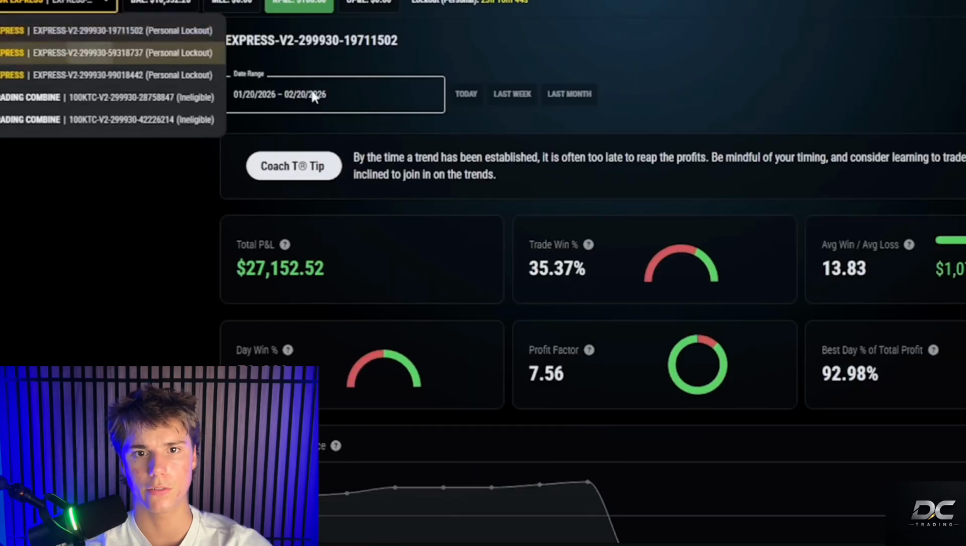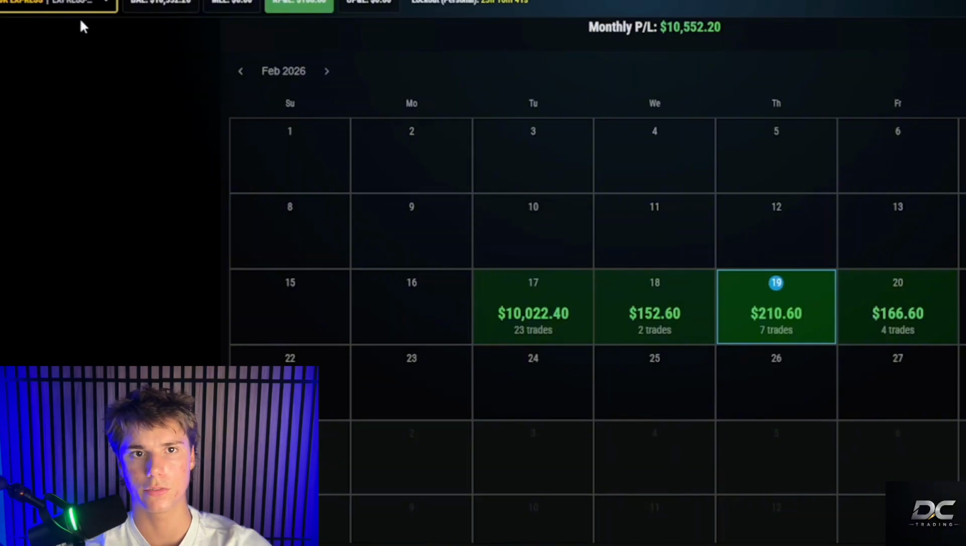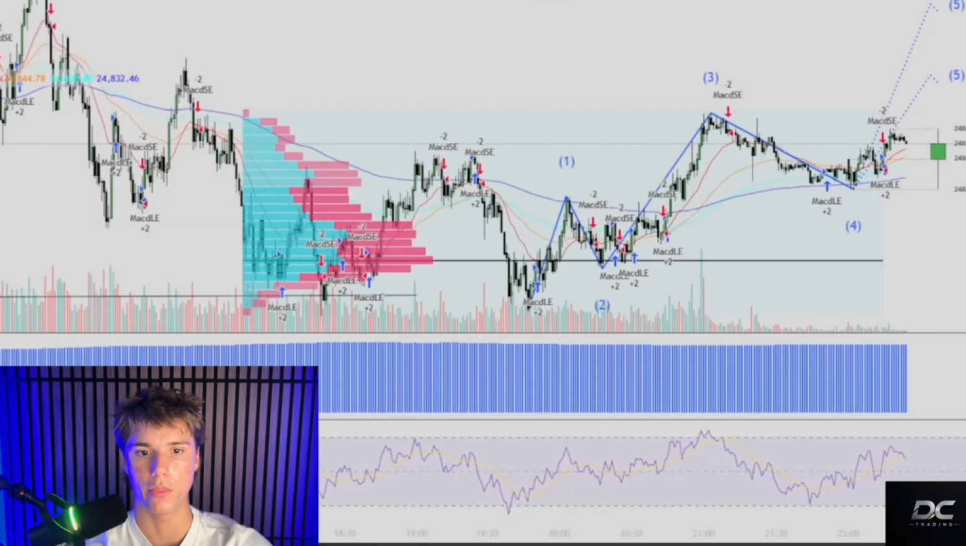Refresh, you can see 27,000. On a separate account, you can see $10,500 if I scroll down right here on the week. And then on this other account, you can see $10,751. And additionally, I got another $10,000 account, took a 5K payout, and then blew that one. So that puts my TopStep P&L at over $53,000 this month alone.